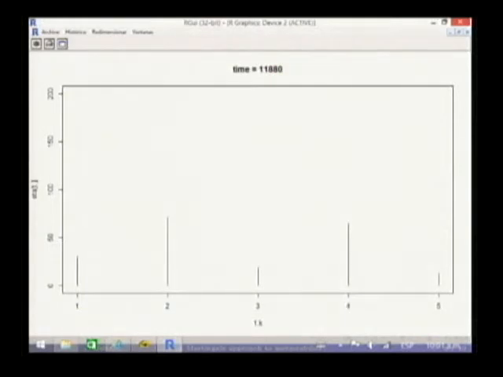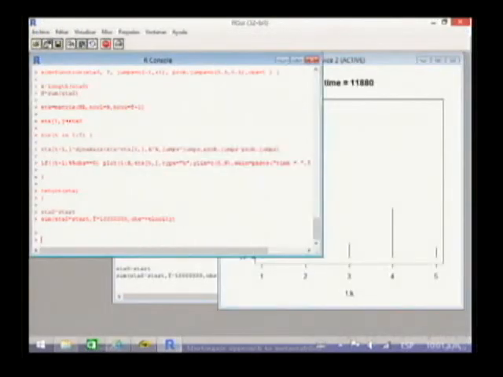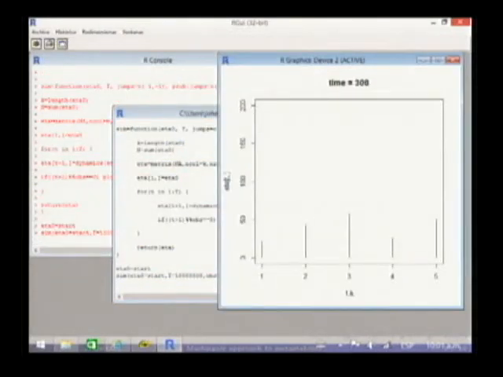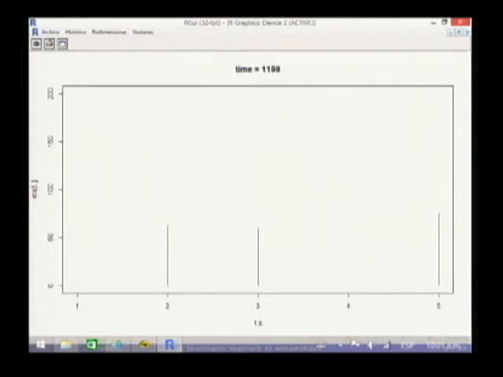But now, let me put here b equal to 5, for example. And now what you see is that at this site, for example, the site 1, once you have seen just a few particles, then it's really difficult to see the number of particles grow at this site. Finally you see that these two sites are fighting in order to have all the particles. Go 5.